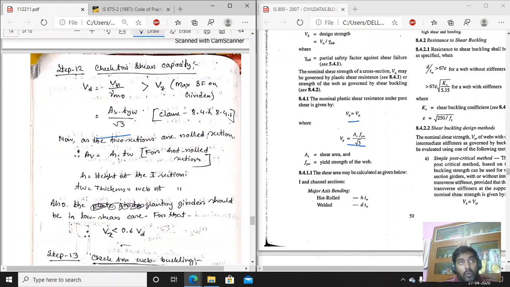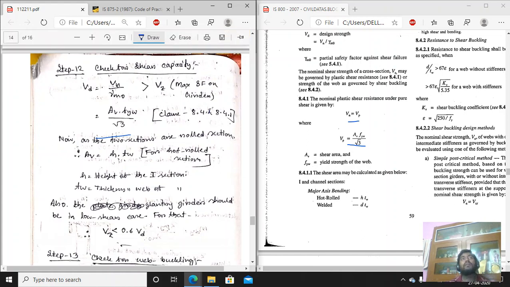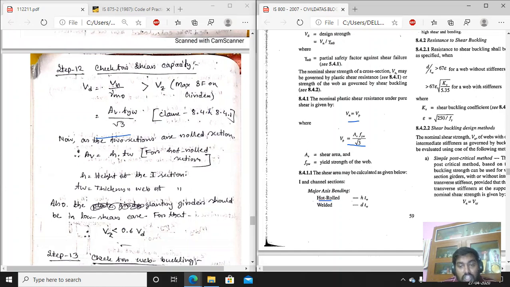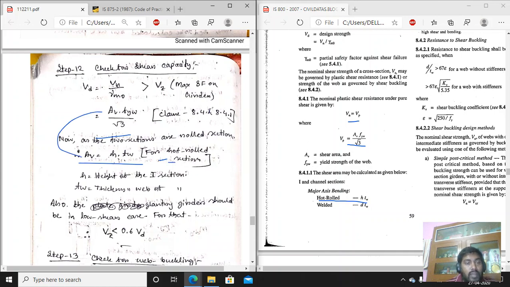So always here the member is built up, but the two members that are connected are the rolled section. So hot rolled section we are using. So h into tw we are assuming for hot rolled section. So we will put the value of the Av here. Fyw we know, root 3. So it should be greater than the value of the Vz.